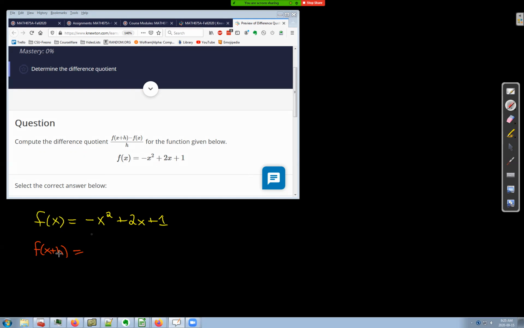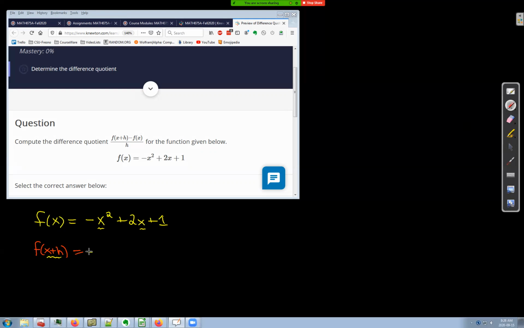And now here's the tricky one. What's f of x plus h? So this is where you have to be careful. You have to make sure you're real comfortable and real proficient with working with function notation. So the way f of x plus h works is I look at the formula for f of x, and everywhere I see an x, I replace it with x plus h.